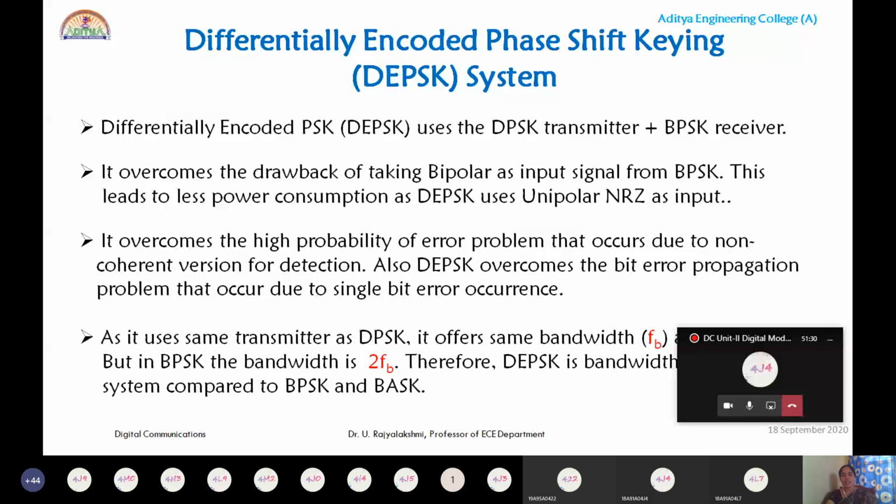In module 5. Now please remember one thing: differentially encoded PSK is a combination of the DPSK transmitter and the BPSK receiver. I think all of you are familiar with the DPSK transmitter section, the differential encoder followed by a multiplier. The BPSK receiver has the square law device and bandpass filter, followed by a frequency divider by 2 to generate the coherent carrier. So we have so many advantages for the BPSK receiver. That's why differentially encoded PSK uses the DPSK transmitter section and the BPSK receiver.